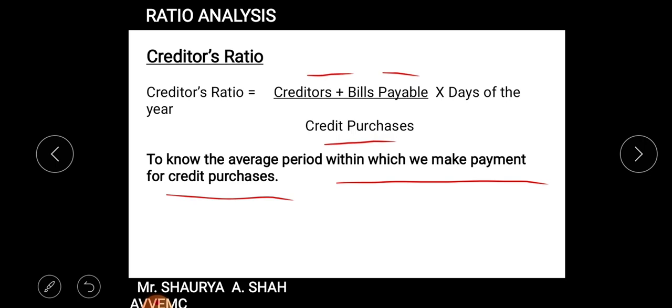Now here students, the higher the credit period, the more working capital can be utilized, right? So if we are having a credit period of 40 days, and earlier we were having a credit period of 50 days, which one is better? Definitely the 50 days, because I have to make payment after 50 days. So the longer the period, the better the working capital. In debtors ratio it was opposite. Lower the period, better the working capital. I suppose everyone is clear with the creditors ratio.